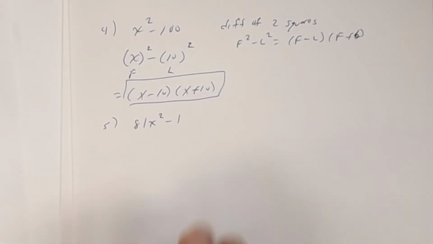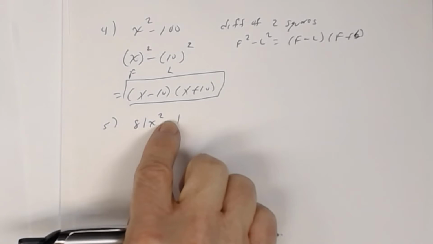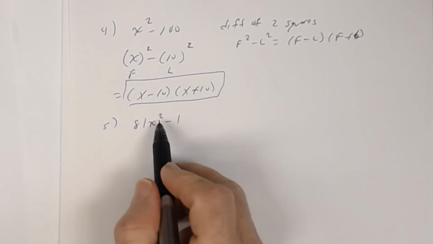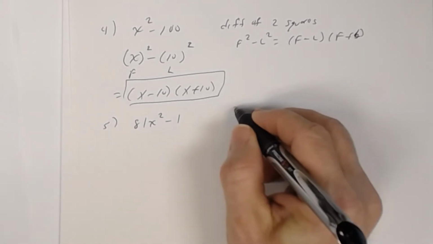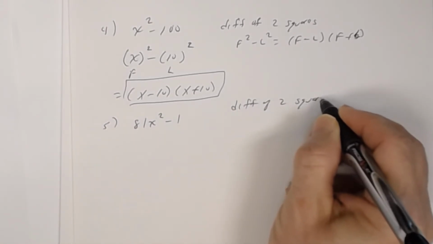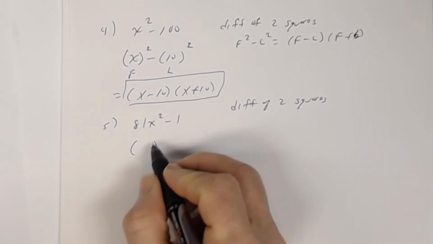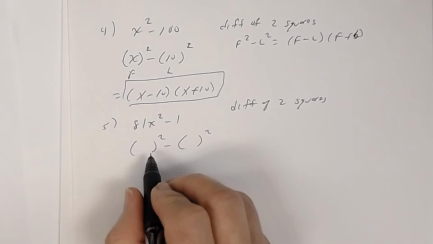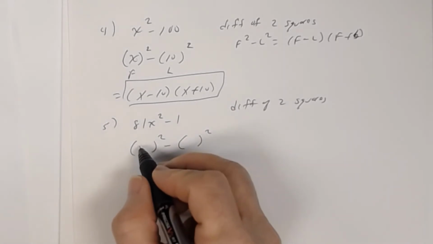81x squared minus 1. So again, I have two terms, a subtraction, so think difference, and then you have x squared, so your exponent is 2. So let's see again if this is the difference of two squares, and let's see if I can complete these parentheses. So always try that first in your mind. You don't have to write it out, but in your mind, that's what you should be thinking of.